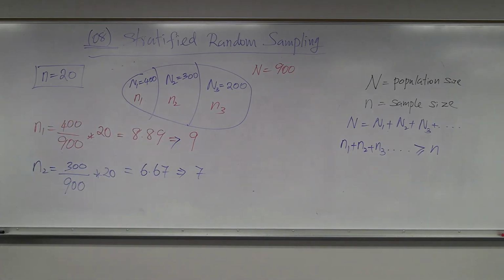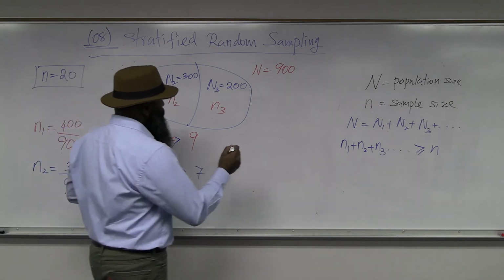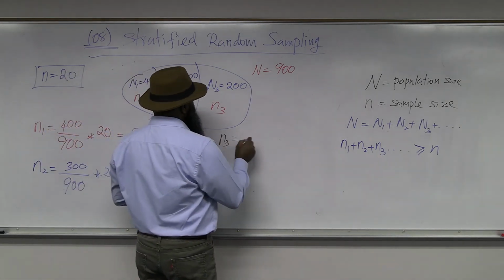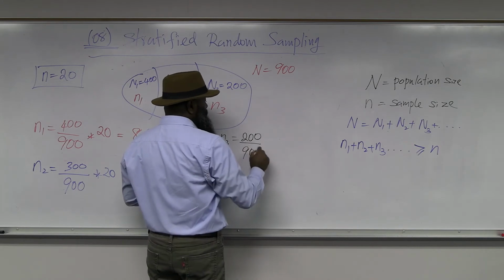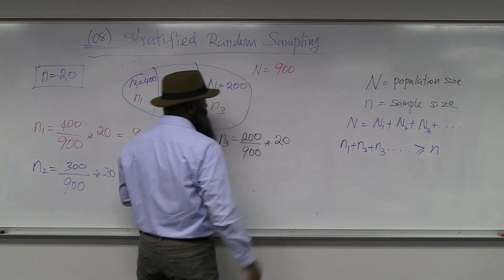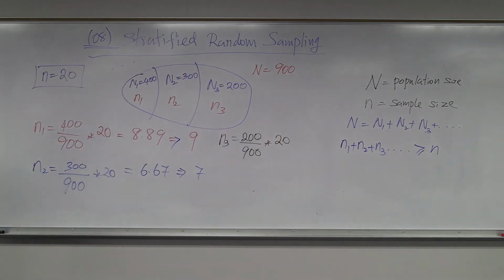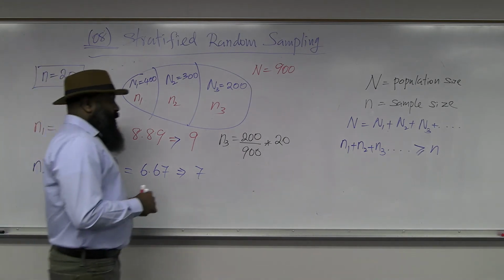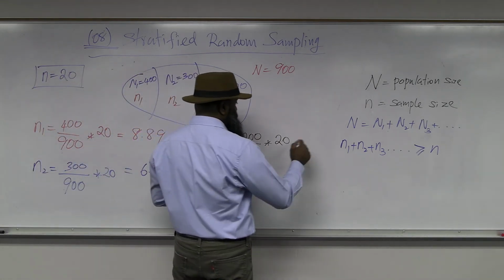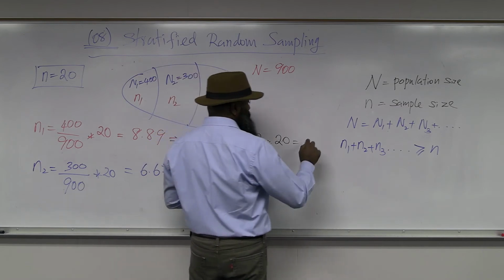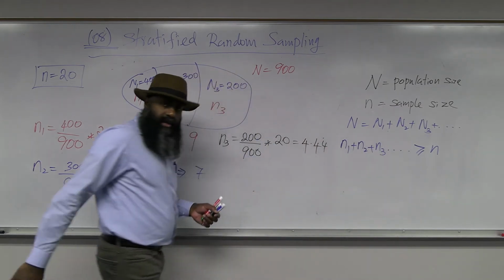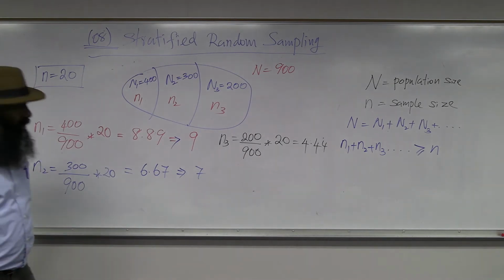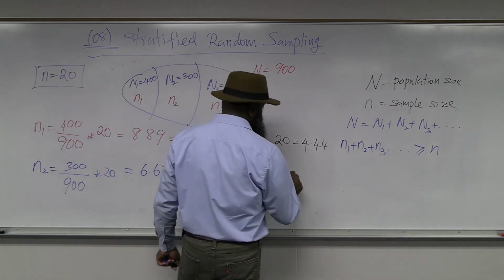And from supplier 3, n sub 3 will be equal to 200 divided by the total is 900, that times 20. So that will be equal to 4.44, so on. So that should be rounded as 5. Okay.